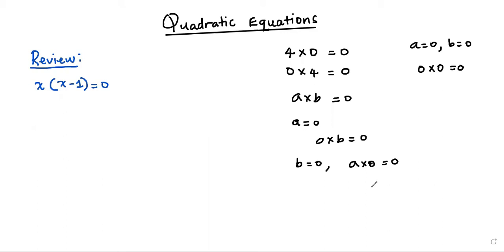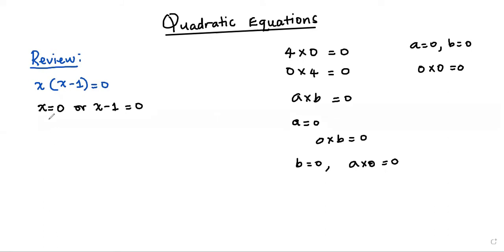So those are the ways of getting 0 when you do multiplication. Now, since we have got x times x minus 1, it means that maybe x is 0, so that I can get x times x minus 1 to get 0. Or x minus 1 is 0, so that I get x times 0 to get 0. So that's why we said that we can say that x equals 0 or x minus 1 equals 0. But then we need the value of x. We need the solution to this quadratic equation.